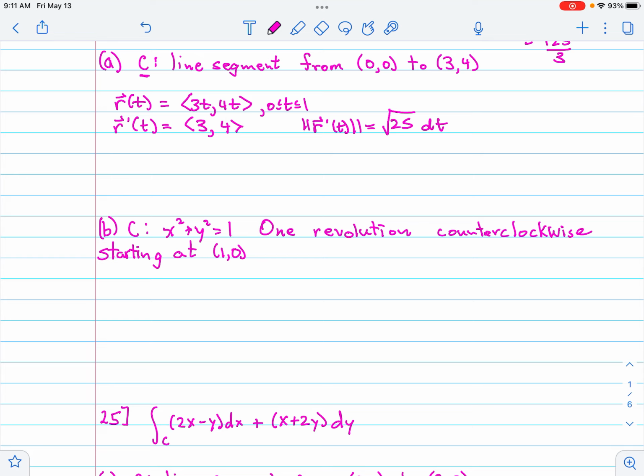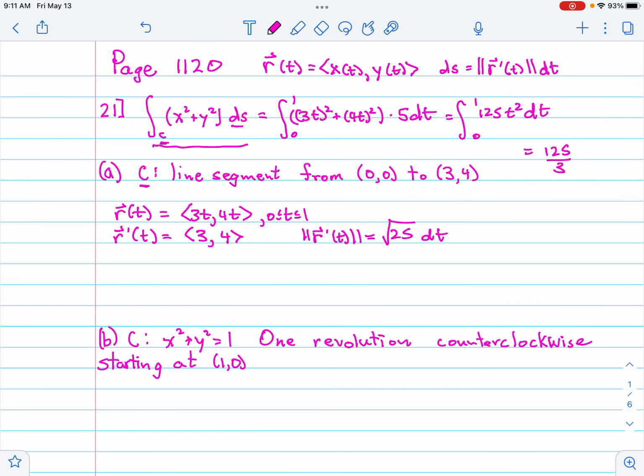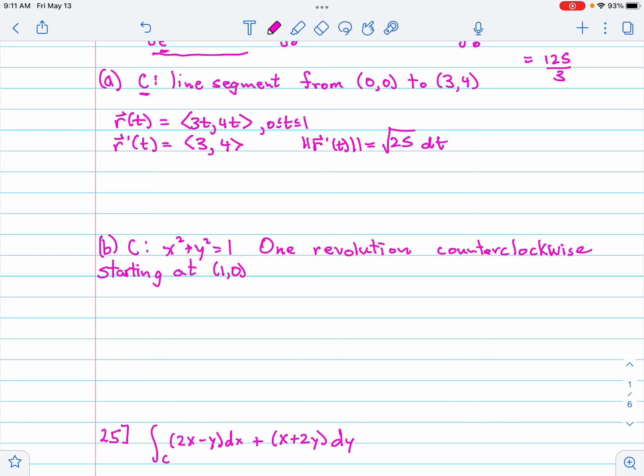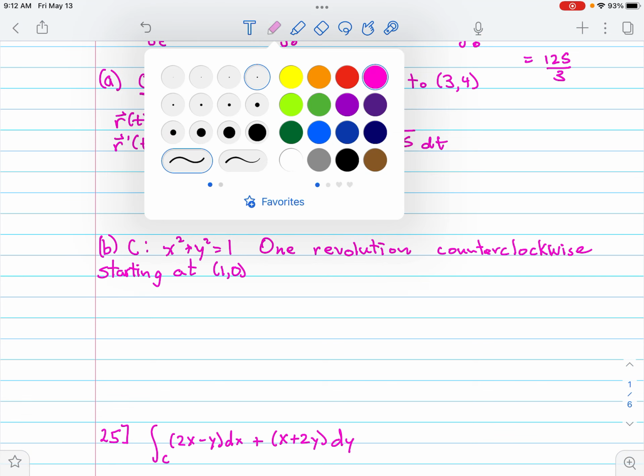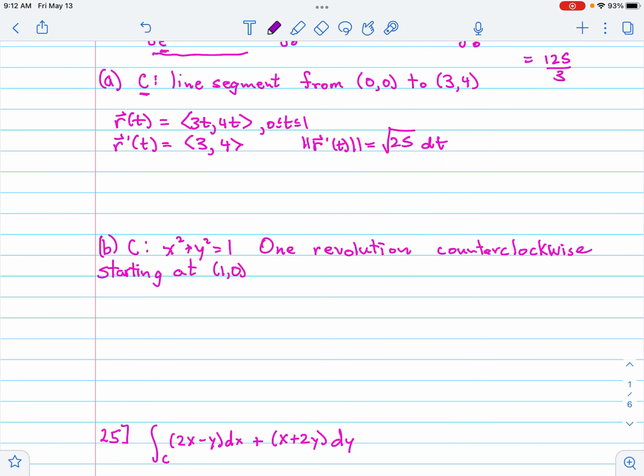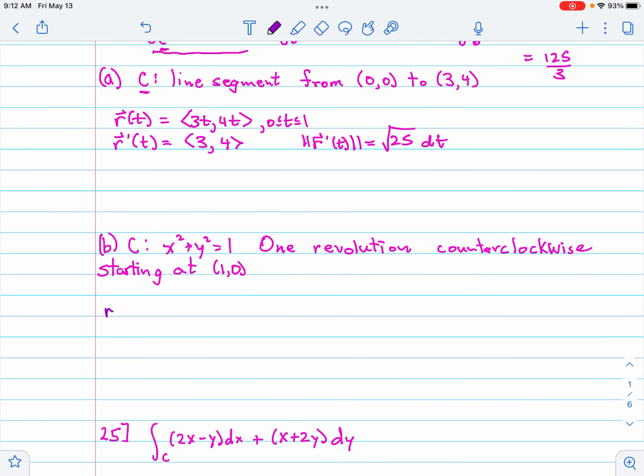Now, we've got a different path. Same integral, x squared plus y squared, but now we're taking a different path. Our path is a circle going counterclockwise, starting at 1, 0. So there's a straightforward way to parametrize that. We could just say r of t is equal to cosine t, sine t, because the radius is 1. If the radius had been 4, we would say 4 cosine t, 4 sine t, and so forth.